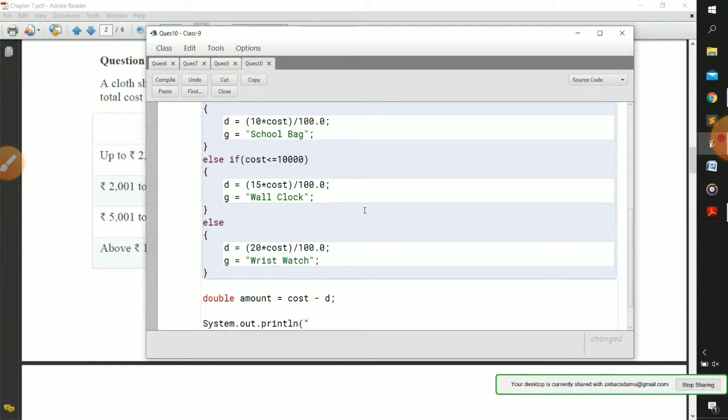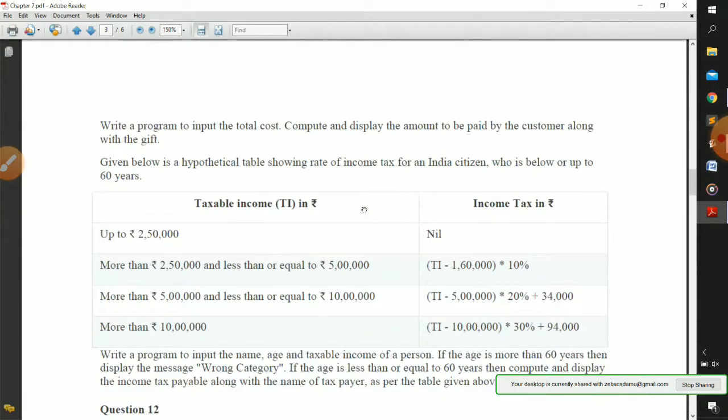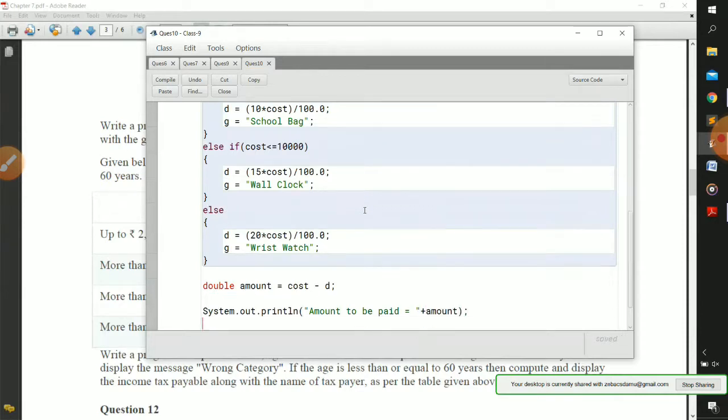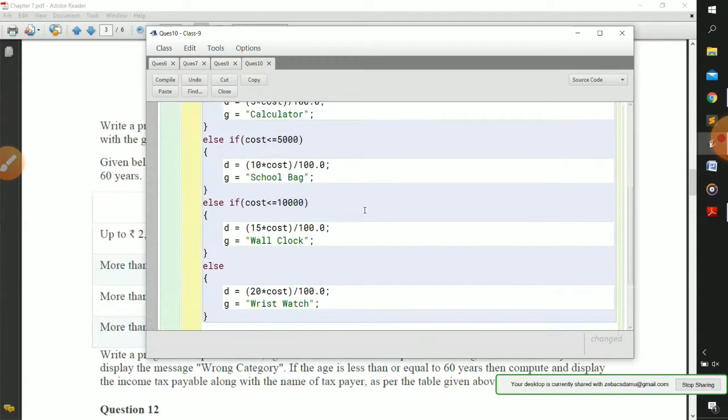System.out.println. Firstly, what we need to give? See, let us see, okay, amount to be paid along with the gift. Only two things we need to give. Amount to be paid equal to plus amount, and System.out.println gift will be plus g. The same variable you have to take again and again, I'm telling you. Okay, so like this we are going to solve our question number 10.